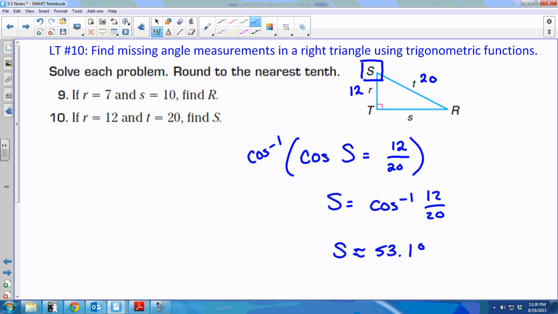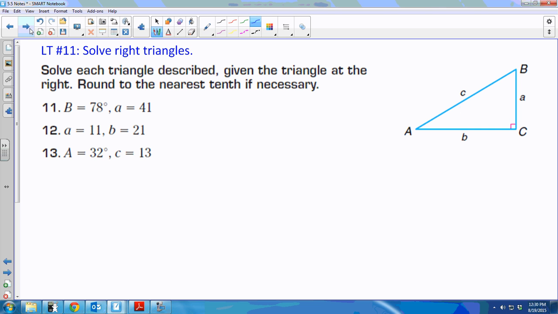Any questions about learning target 10? Are we good with learning target 10? All right. Learning target 11 then just puts it all together. I'm going to do one of these. If you want me to do more, we will, but I'm just going to do one.